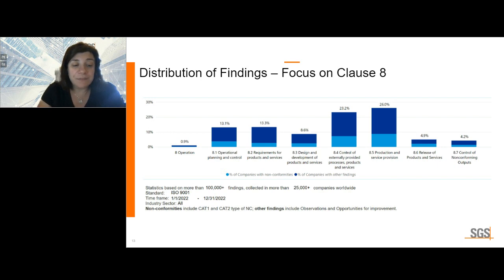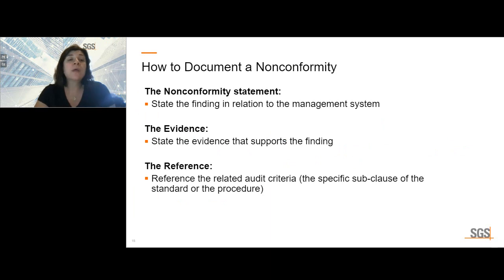In addition, how do we document a nonconformance? Well, as I mentioned before, we have a nonconformity statement. So what is it that you saw, that you evaluated, that you reviewed that is not correct, that's non-conforming? Was it a section in a standard, in a legislative standard, or in a certification standard?